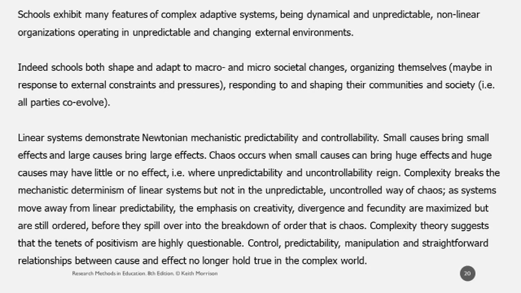Linear systems demonstrate Newtonian mechanistic predictability and controllability. Small causes bring small effects and large causes bring large effects. Chaos occurs when small causes can bring huge effects and huge causes may have little or no effect, i.e., where unpredictability and uncontrollability reign. Complexity breaks the mechanistic determinism of linear systems but not in the unpredictable, uncontrolled way of chaos. As systems move away from linear predictability, the emphasis on creativity, divergence and fecundity are maximized but are still ordered, before they spill over into the breakdown of order that is chaos.